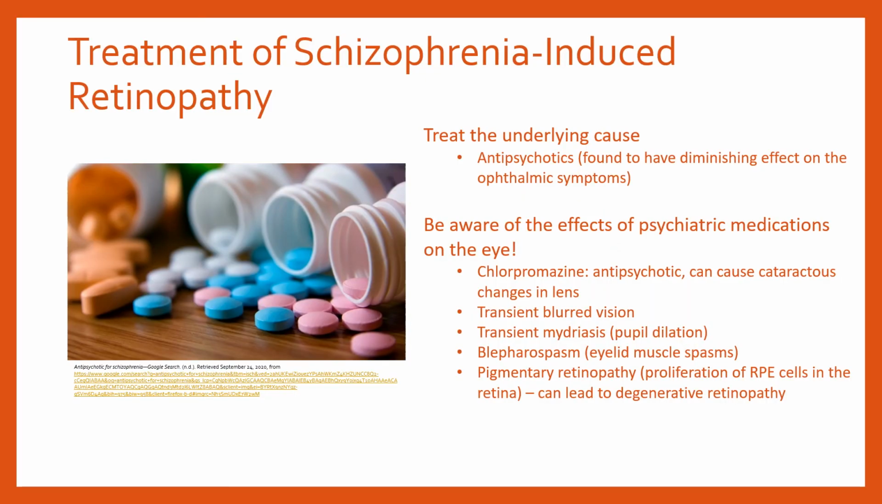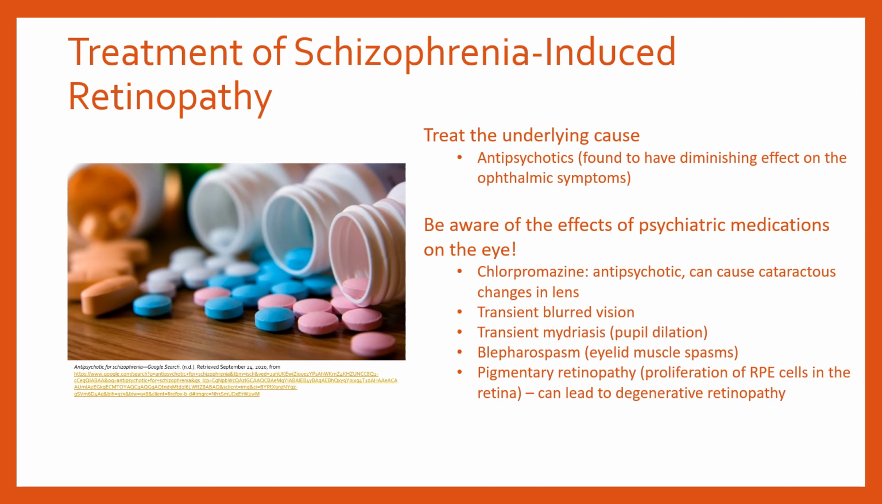Okay, so we've learned how to observe the signs and symptoms in the eye in those with schizophrenia, and also even how to investigate that further. But how do we treat it, or at least slow the progression of such symptoms and signs? And the answer to that is probably similar to many medical conditions, which is to treat the underlying cause. Actually, the antipsychotics, which are used to treat schizophrenia, are also found to have a diminishing effect on the ophthalmic symptoms.